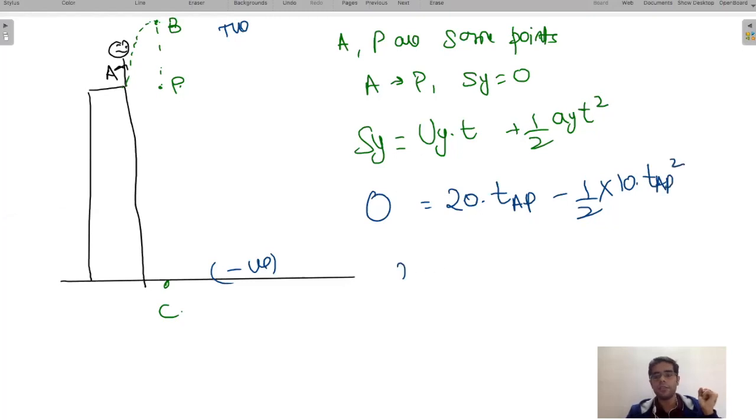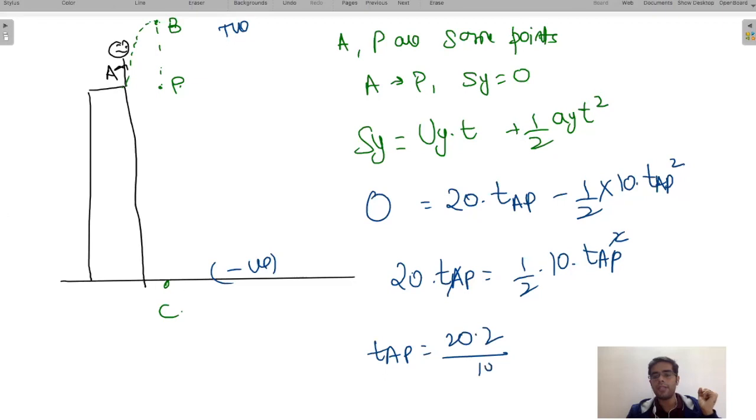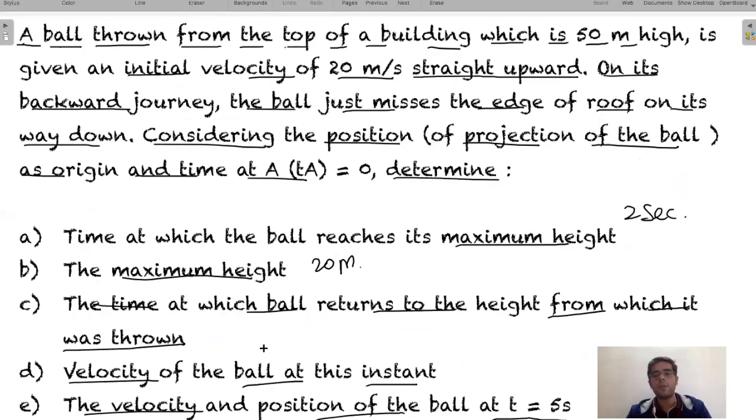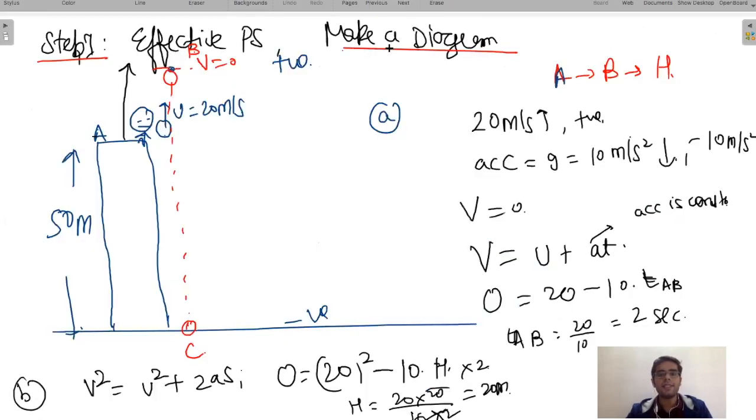So I can now solve this equation. 20 into time A to P is equal to half into 10 into time AP whole square. So what we get? We get time AP as 20 into 2 upon 10, which is 4 seconds. So part C, the time it takes for the ball to return to the height from which it was thrown, is 4 seconds.